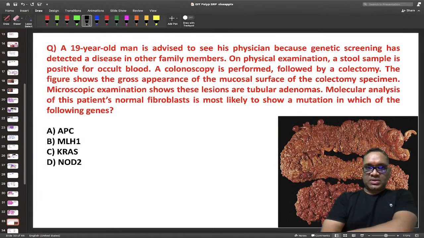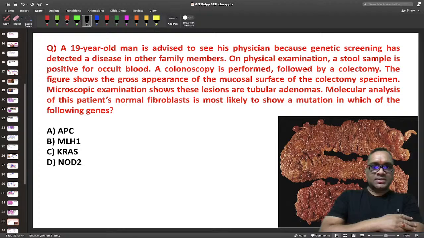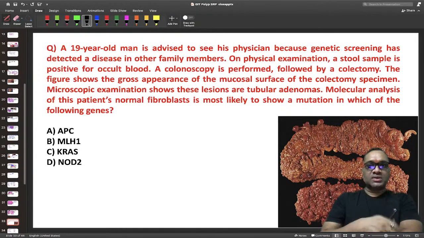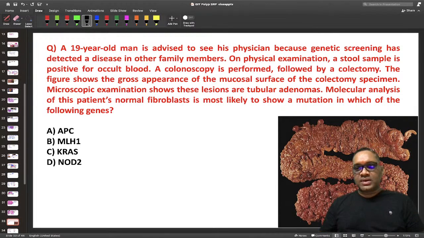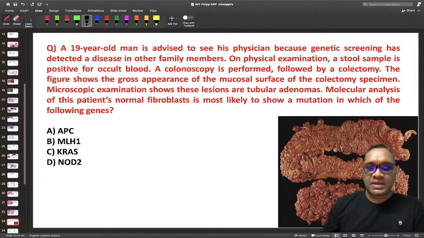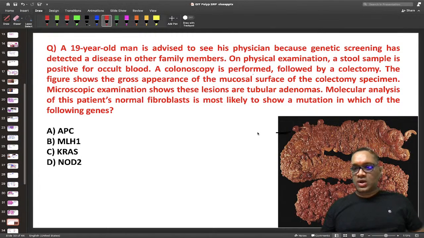Now come to the next question. A 19-year-old man is advised to see his physician because genetic screening has detected a disease in other family members, right? On physical examination, a stool sample is positive for occult blood. Colonoscopy is performed, followed by colectomy. A figure is shown of the gross appearance. Now you can see this is the gross appearance, right?